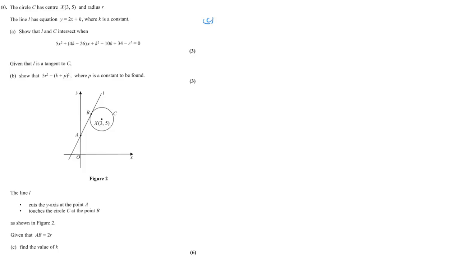Now part C, we've got to find the value of k. We know that this 5r squared equals k plus p squared. That's going to be when these two intersect, so that's going to be at B. So this 5r squared equals k plus 1 squared is at B. And we know y equals 2x plus k.